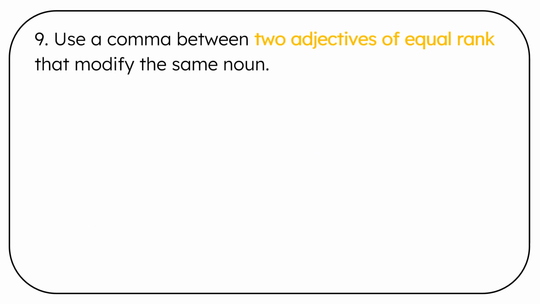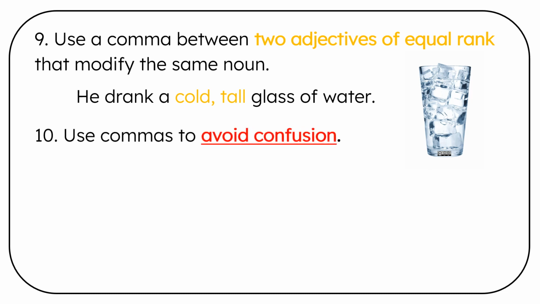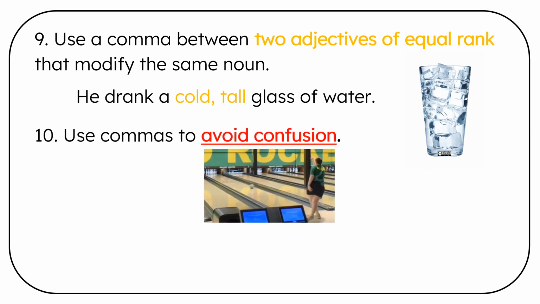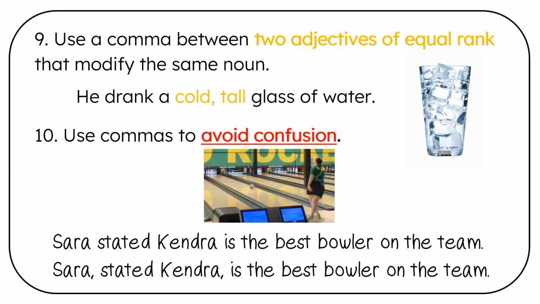9. Use a comma between two adjectives of equal rank that modify the same noun. He drank a cold, tall glass of water. 10. Use commas to avoid confusion. Sarah stated Kendra is the best bowler on the team. Well, that sounds like Sarah is stating it, doesn't it? But with commas: Sarah, stated Kendra, is the best bowler on the team. Now Kendra is saying that Sarah is the best bowler.